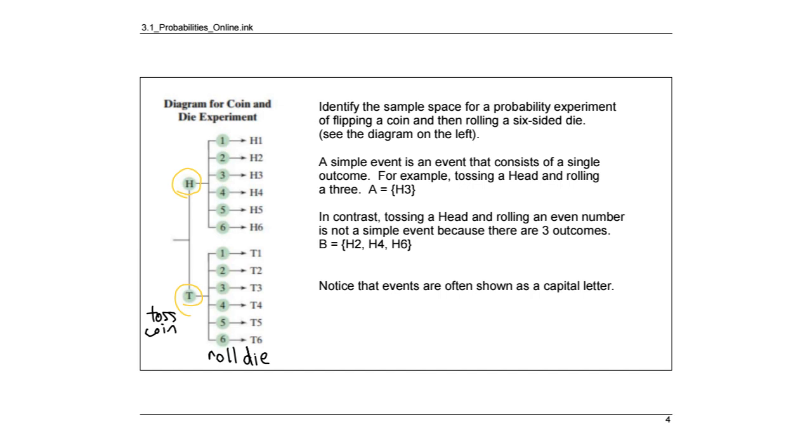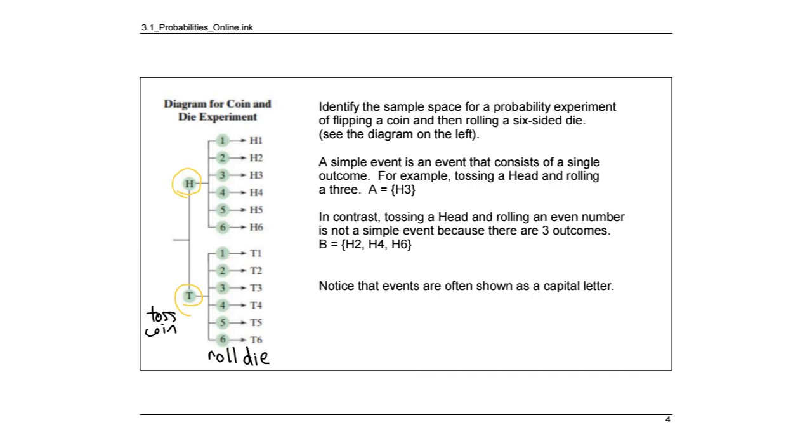So now they want to just look at what we call events. A simple event is if there's only one outcome. So if they ask me, okay, how many outcomes would I have if I want you to toss a head and then roll a 3? Well, there's only one way to do that. We toss a head and roll a 3, right?